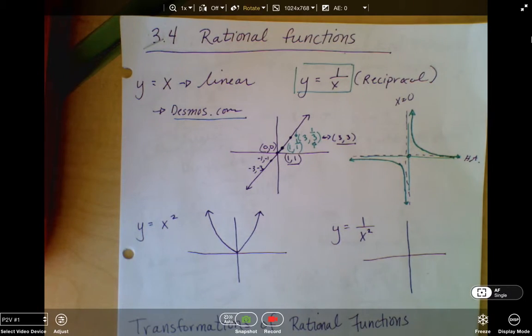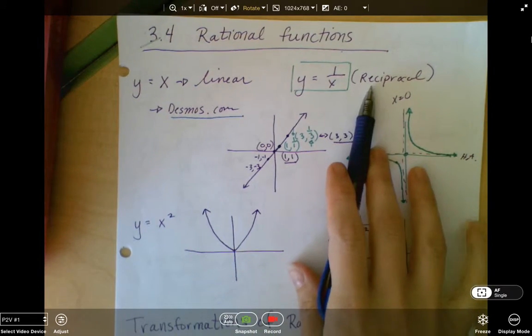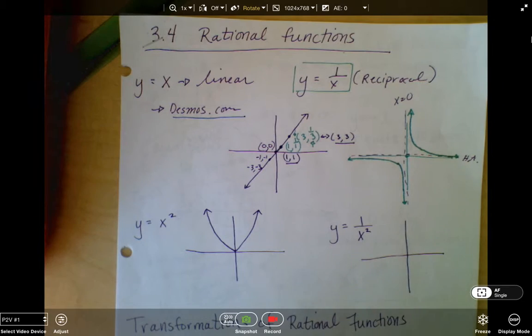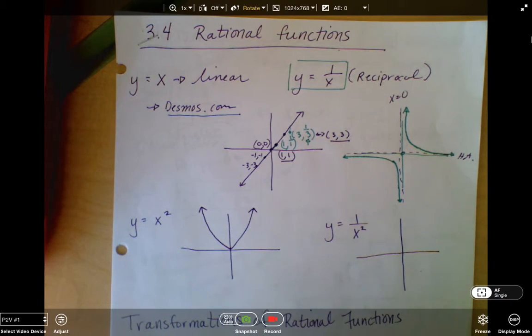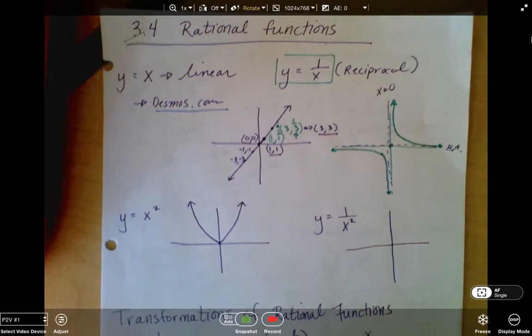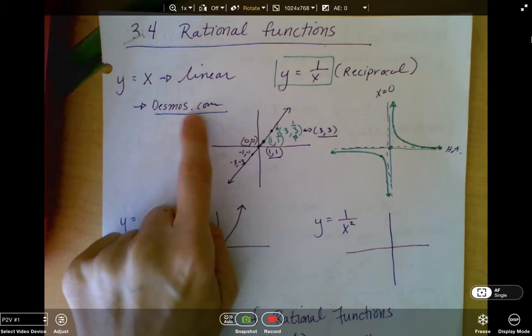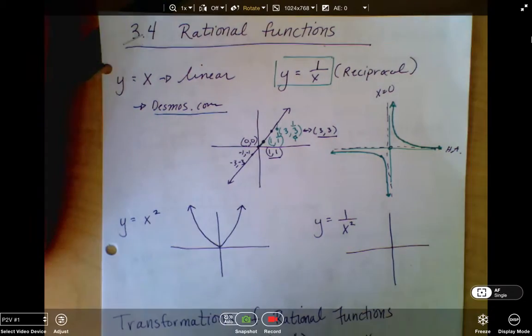So 3.4 is going to be on rational functions, which we've done, and it's one of those things that you guys tend to struggle with, not necessarily the idea of the fact that it's a reciprocal, but the key features that make up a rational function, which are our asymptotes, both vertical and horizontal, as well as our shifts. So we're going to review just briefly what the ideas are of reciprocal functions, and then we're going to play a little bit with Desmos.com, and again, you can email me if you want to play with the graph too and see what you want to do.